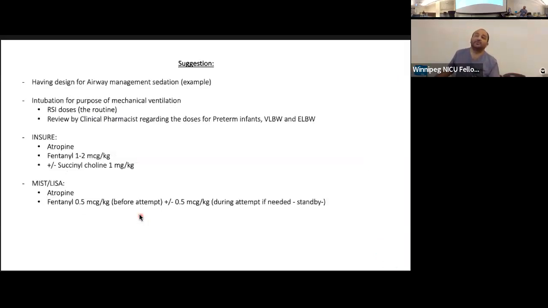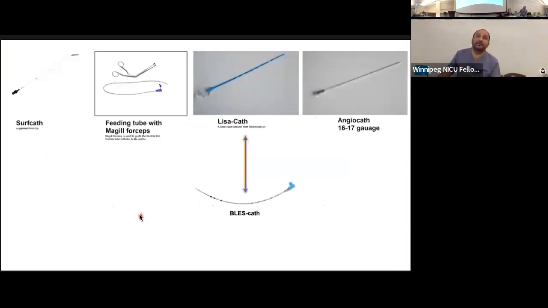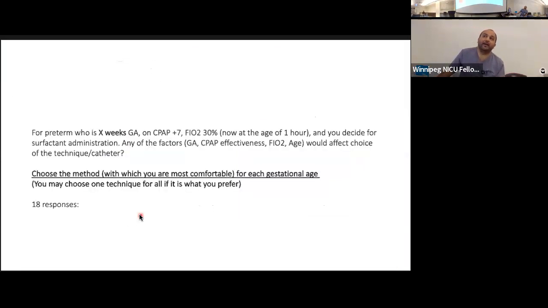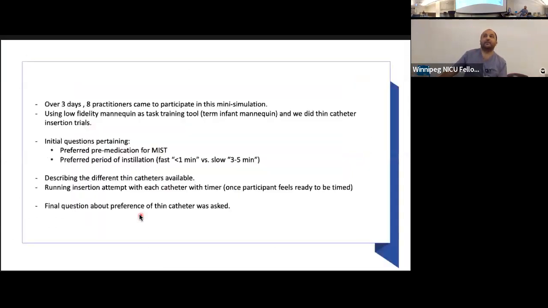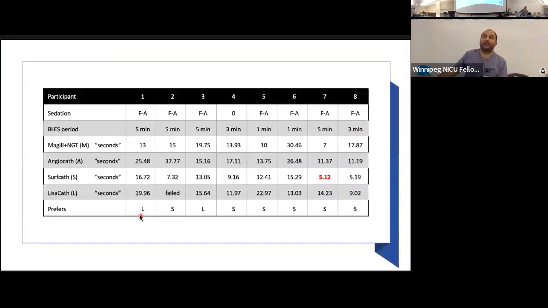I just want to mention that one of the participants, I'm not going to mention the name, had a record of 5 seconds inserting a SurfCath. I'm not going to declare the name. It's only 5 seconds to give the surfactant.